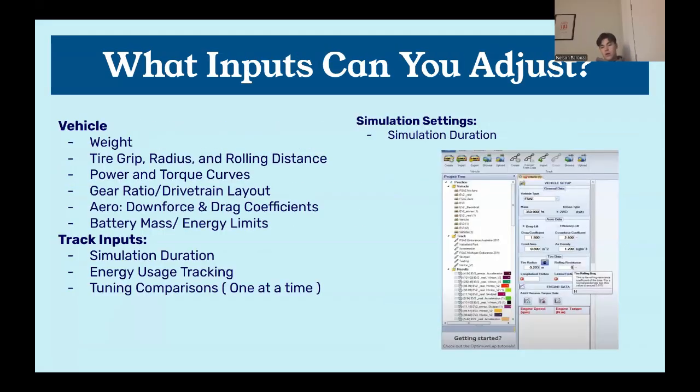From there, you're going to open the app. You're probably going to watch a YouTube video on how to use it, which we'll have linked at the end of the presentation. But these are the inputs you can adjust. From the vehicle, you can adjust the weight, the tire grip radius, rolling distance, and parameter curves, which we play with all of them. We're going to explain them later on. With track inputs, you can simulate the duration, and you can get the energy usage and turning comparisons.